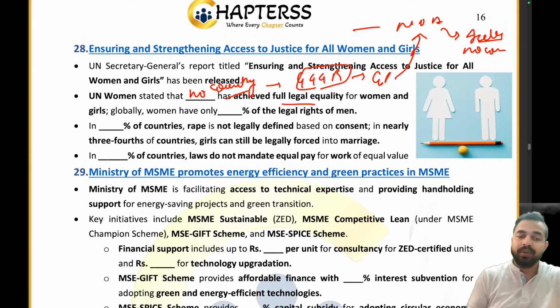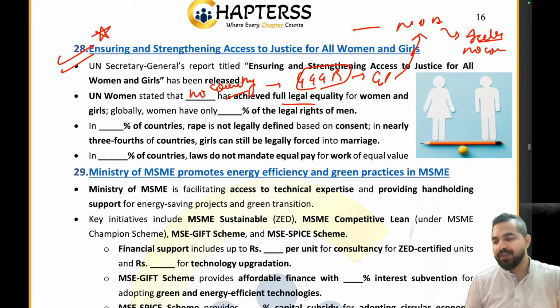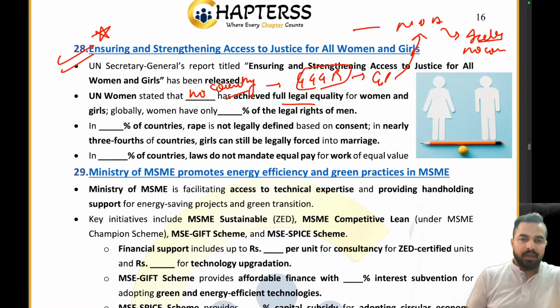Similarly, this kind of question can be asked from this report also. So please ensure that you are retaining this information from an examination point of view. Now, my dear friends, globally women have only dash percentage of the legal rights of men. What percentage? 64%. Absolutely right. What percentage of countries is rape not legally defined in? It was around 57% or 54% of the countries where rape is not legally defined.